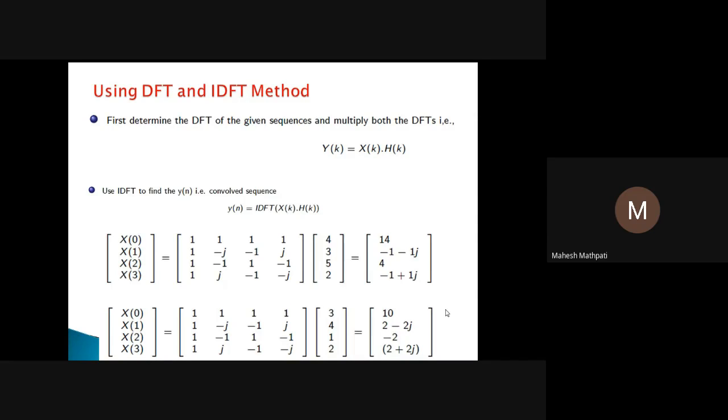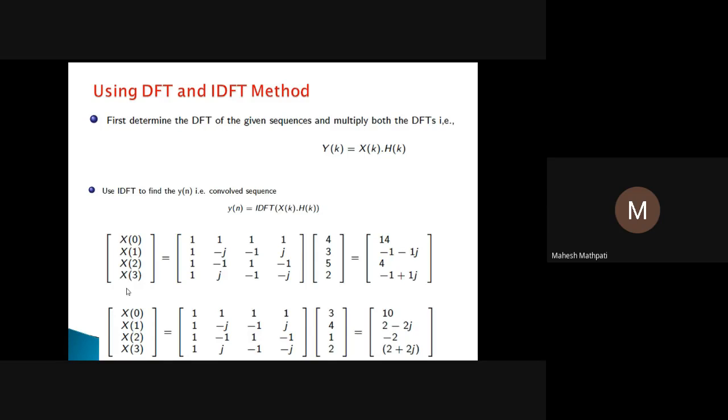Just write the next step: to find y of k, multiply x1 of k and x2 of k.